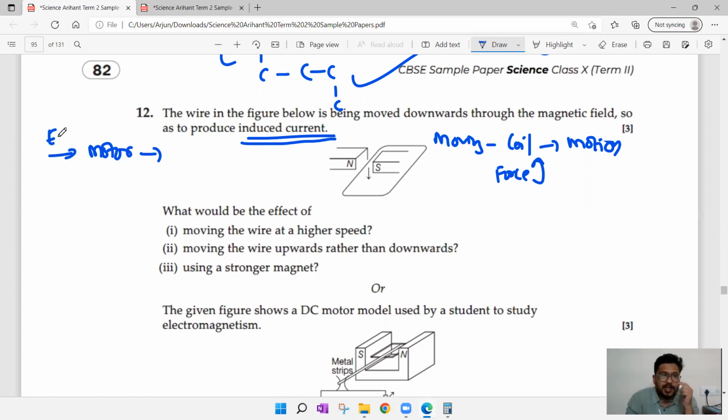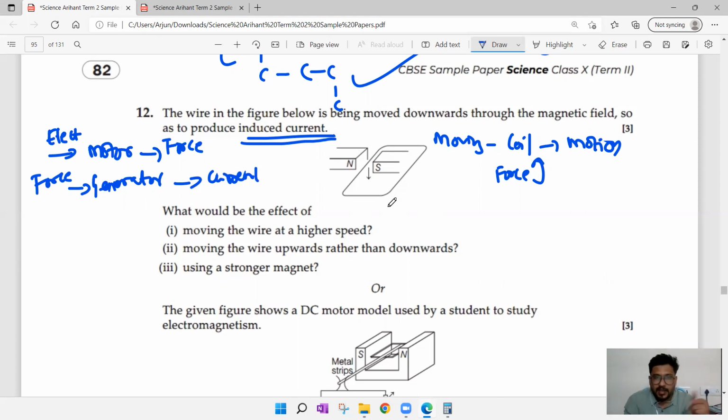input is electricity and output is force. For a motor, input is electricity. For a fan, grinder, mixer, washing machine, whatever it may be, input is electricity and output is force, nothing but mechanical energy. While coming to a generator, input is force and output is current, I mean electricity. So this question is regarding a generator. Anyhow, the generator topic is not there, so no need to learn it.